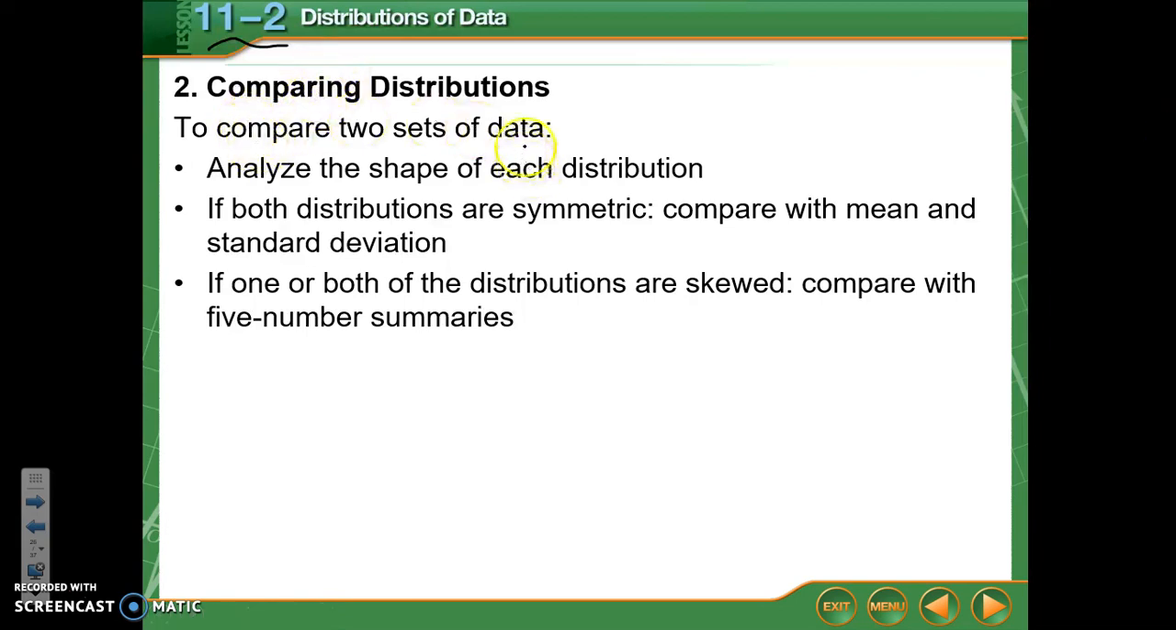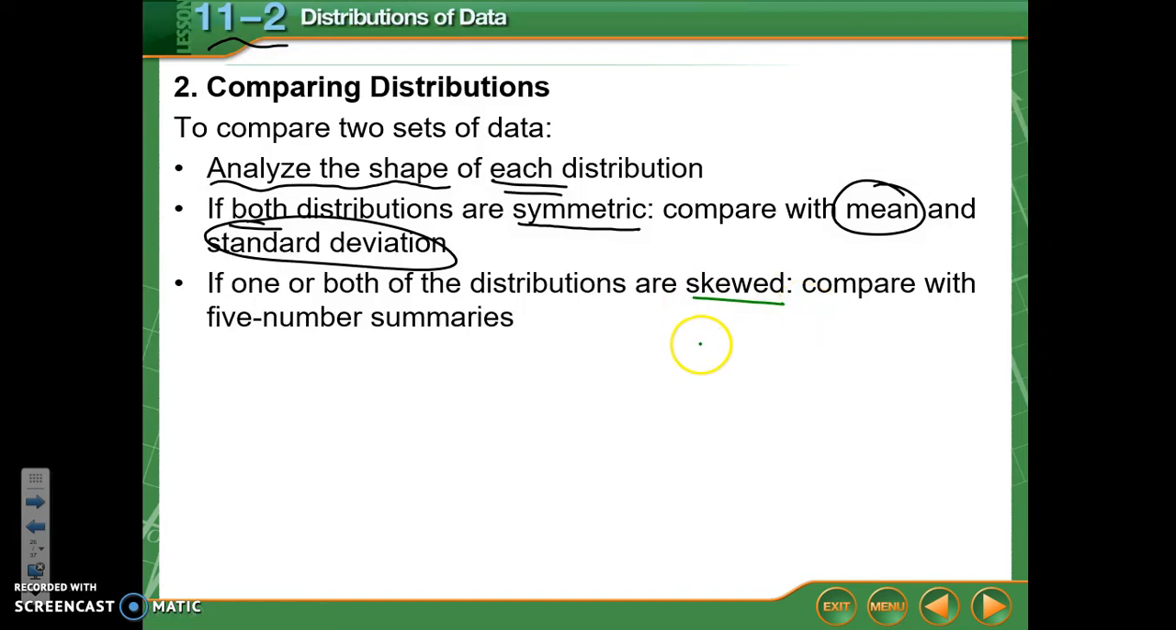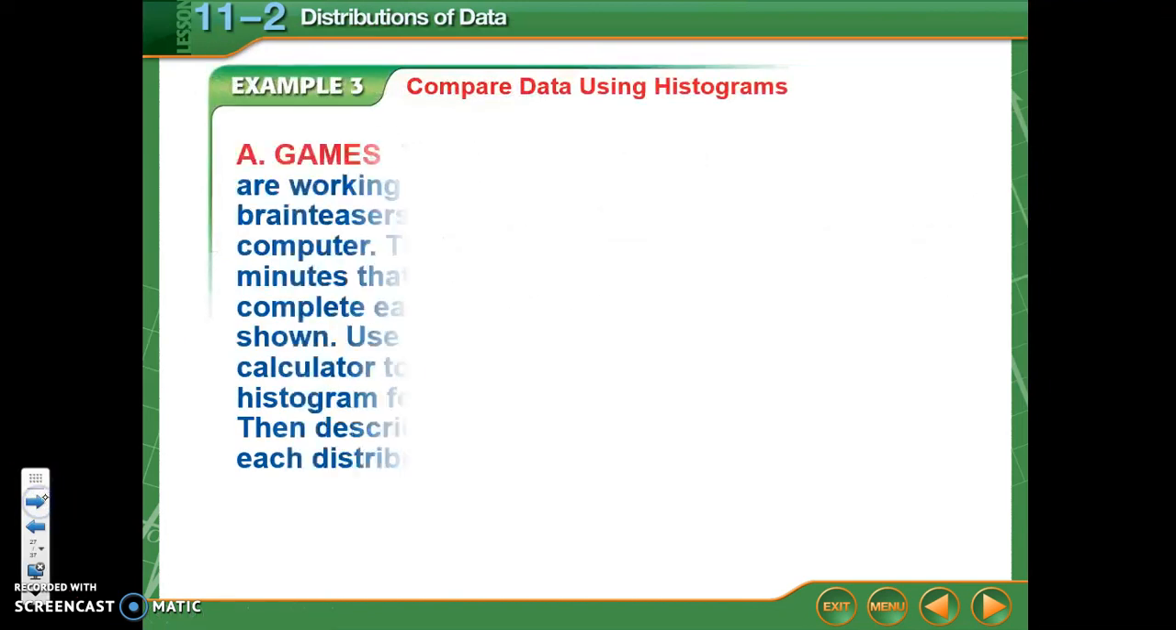So if we're going to compare two sets of data, we start by analyzing the shape, just like we did in the first part of the section, but we're going to do it for each distribution, for each data set. And then if they're symmetric, right, so if both distributions are symmetric, that's important. If they're both symmetric, then we can use the mean and the standard deviation to compare them, okay? If one or both of the distributions are skewed, so if one is symmetric and one is skewed, or if they're both skewed, we use the 5-number summary: the minimum, maximum, the median, and the first and second quartiles.